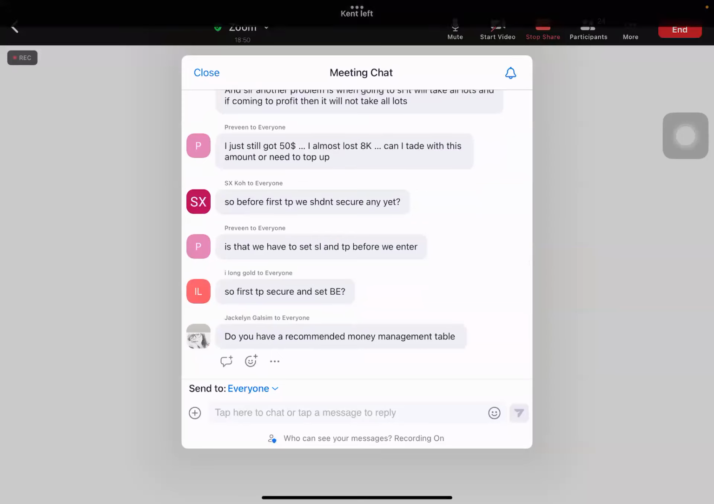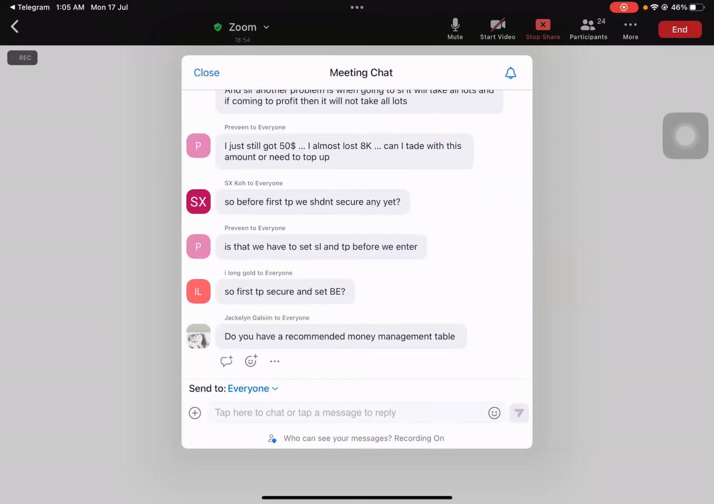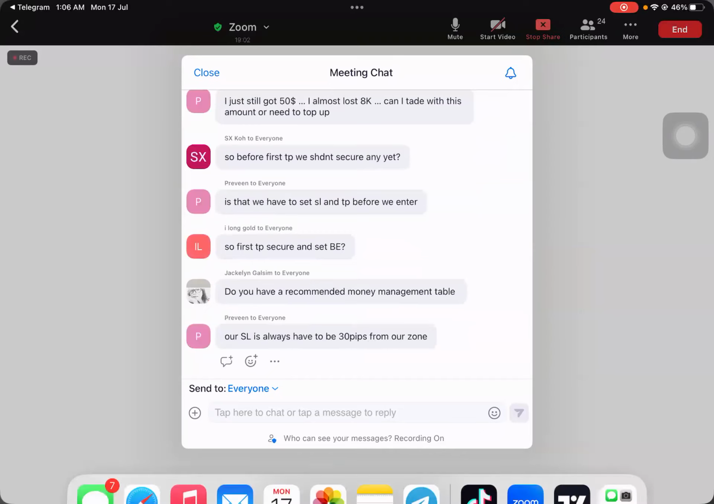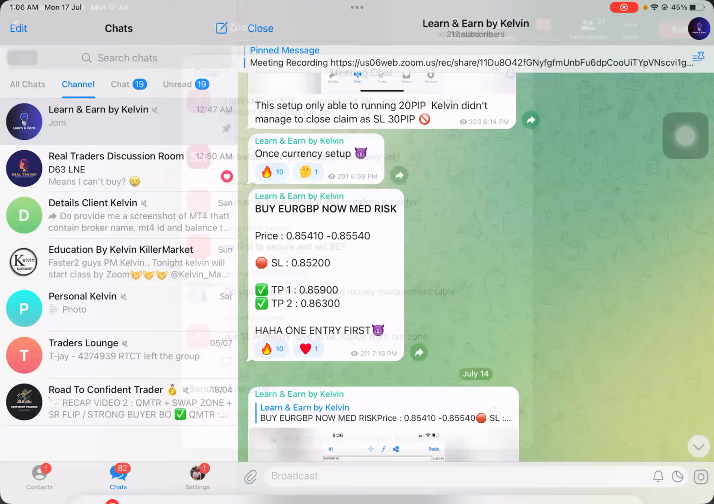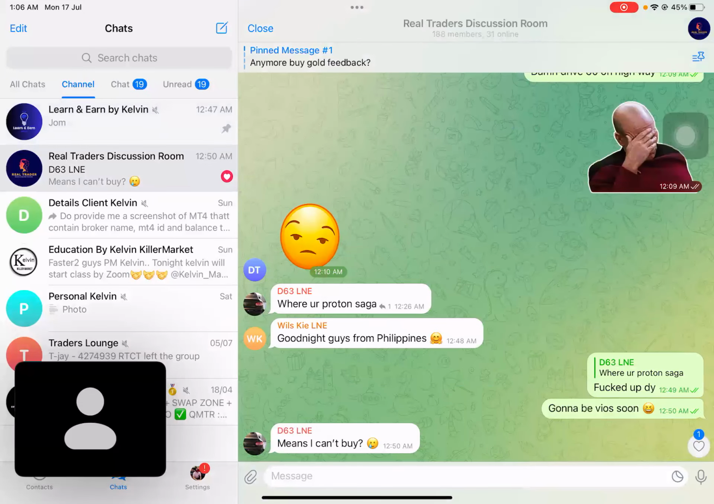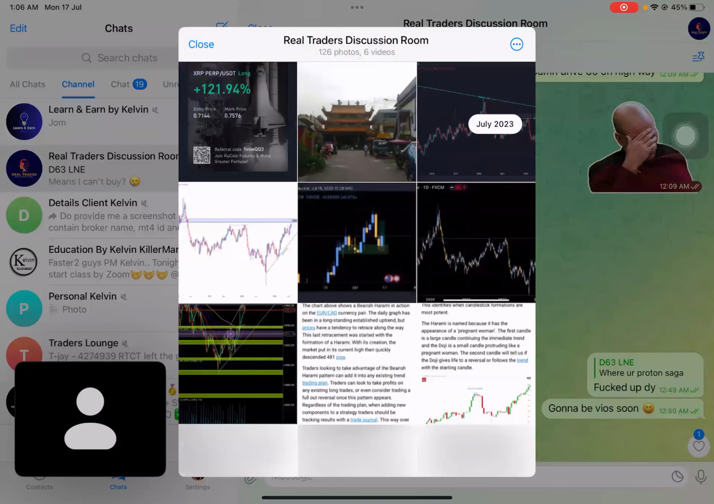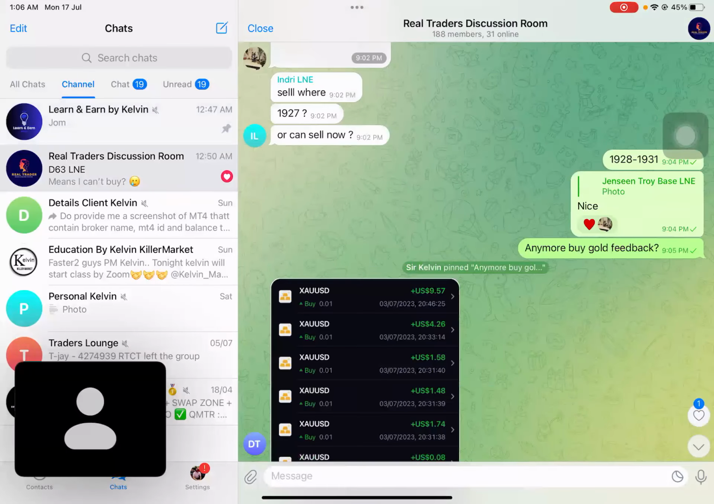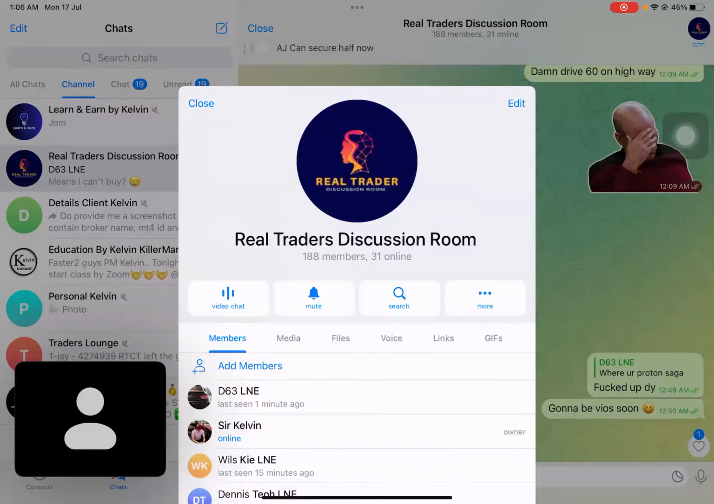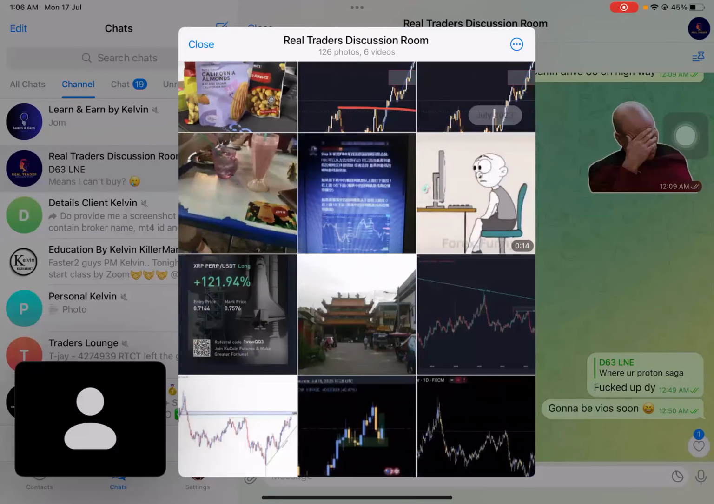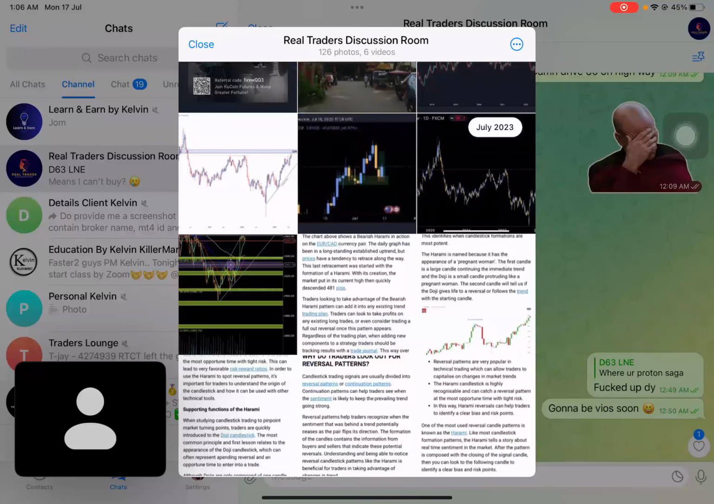Do you have a recommended money management table? I think someone shared one before in the group. You can check the chat. Let me see whether we got a pin or not. Not here. Okay, let's see. Someone shared it. I will try to look for it and then post again in the group.